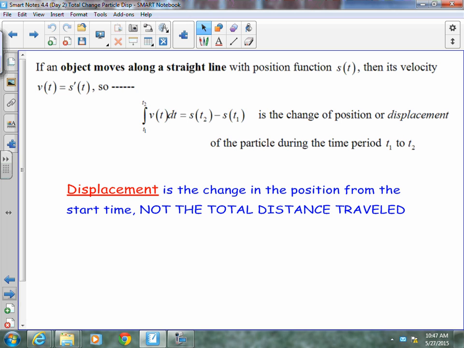If an object moves along a straight line with the position function f of t, then its velocity, when integrated, will give you the change in position, or the displacement. Remember, it's a little different than the total distance traveled by the particle during the time period t1 to t2. Displacement is the change in position from the start time to the end time, not the total distance traveled. It does not take into consideration any direction changes.